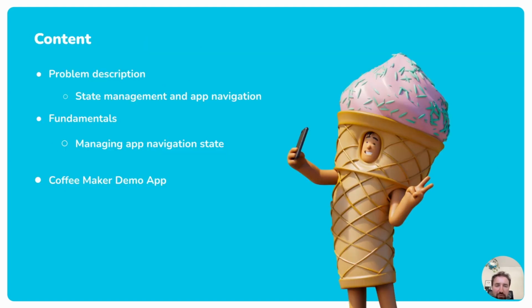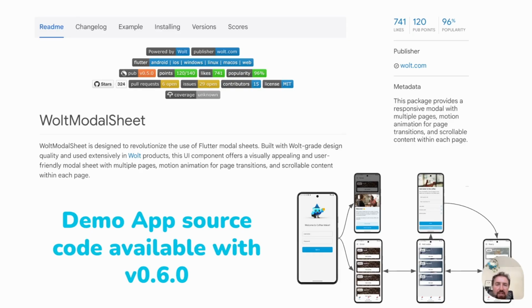Let's look at our agenda today. We will start with the problem description. Then we will focus on the fundamentals. And finally, we will go into details with the Coffee Maker demo app. Today, we also announce the new version of Volt Model Sheet. It has some new cool features, but most importantly, it has the demo app source code available in the repository. We will go through the demo app at the end of this presentation.